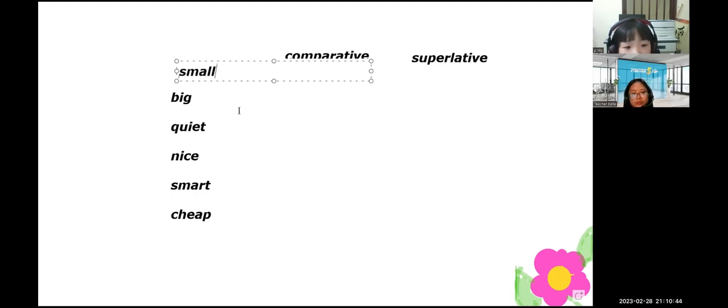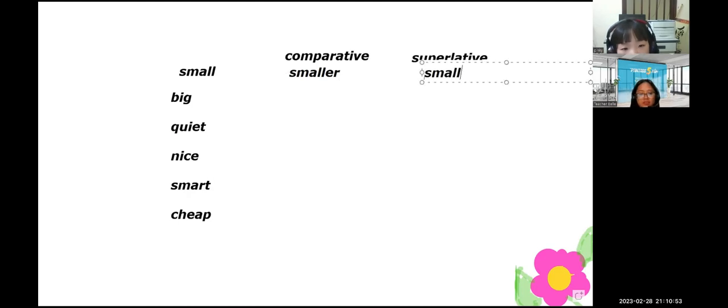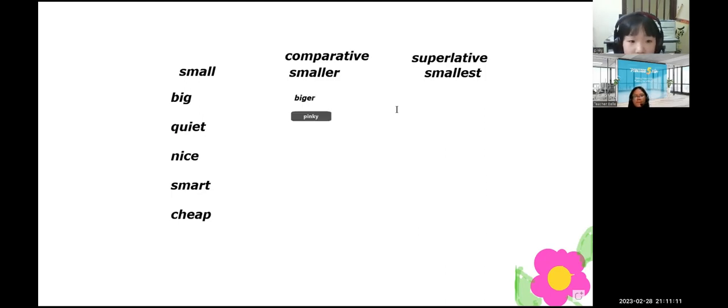I'm not putting small in comparative. Small. Smaller. In superlative, smallest. Okay. I'm not putting bigger. Biggest. The biggest. Nope.